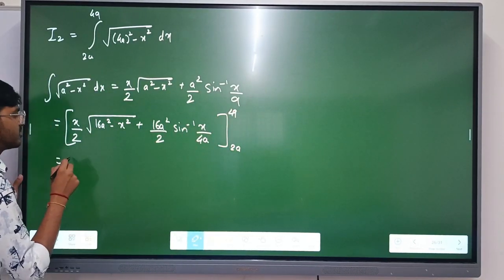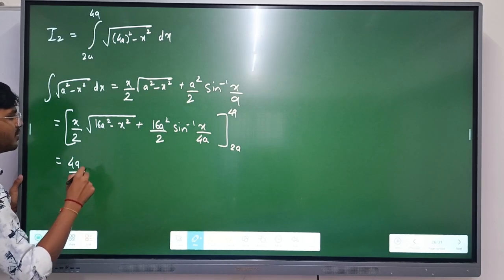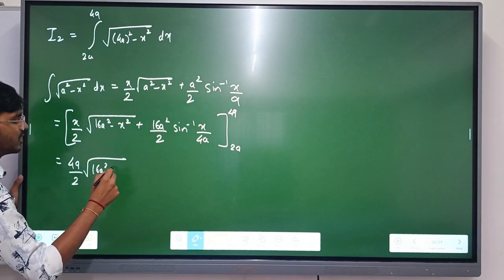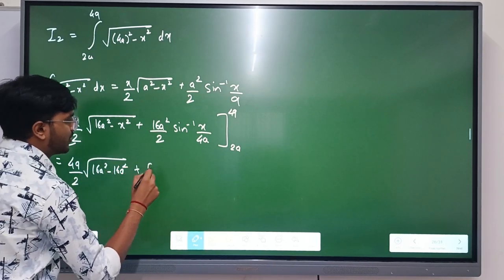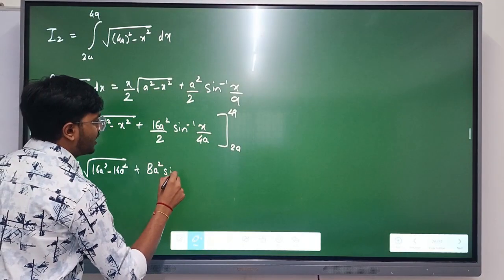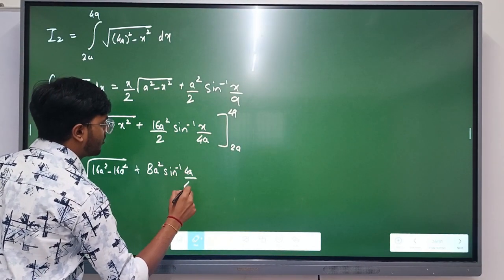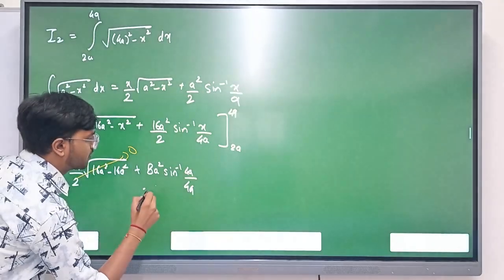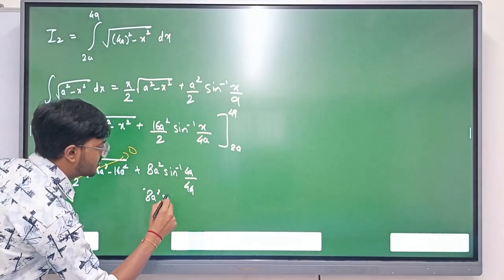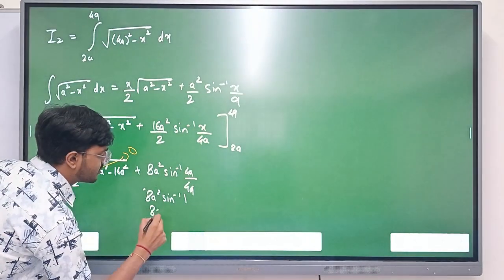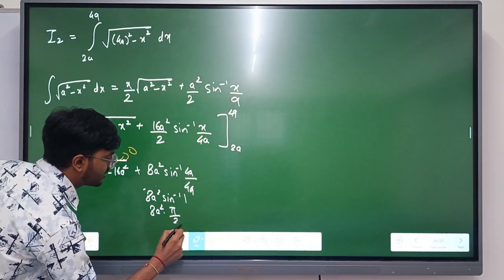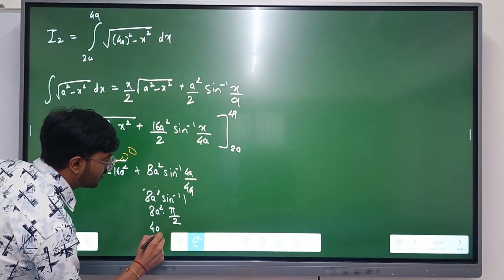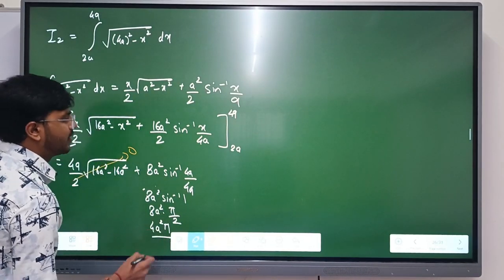So first of all, if we substitute 4a by 2 root 16a square minus 16a square plus 8a square sine inverse of 4a by 4a. So this will become 0. What remains is this thing, which is 8a square sine inverse 1. Sine inverse 1 is pi by 2. So 8a square into pi by 2, that is 4a square pi.